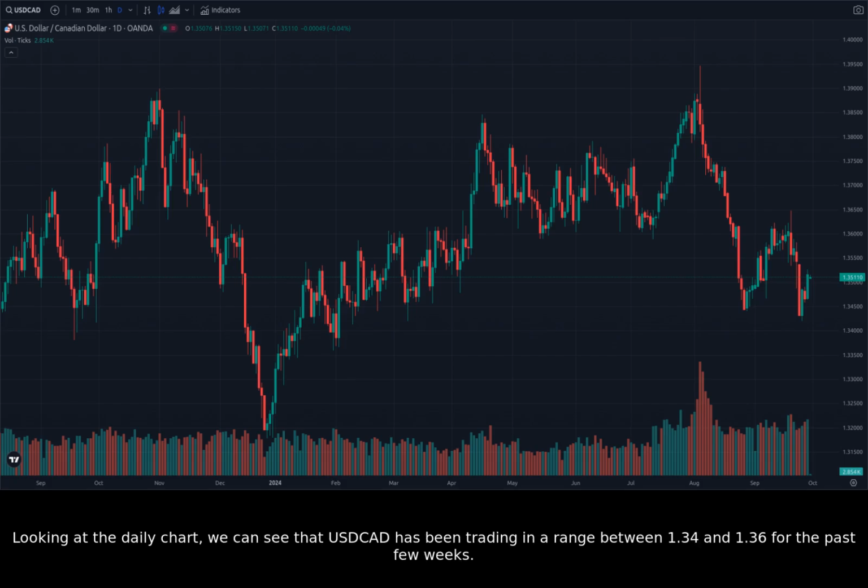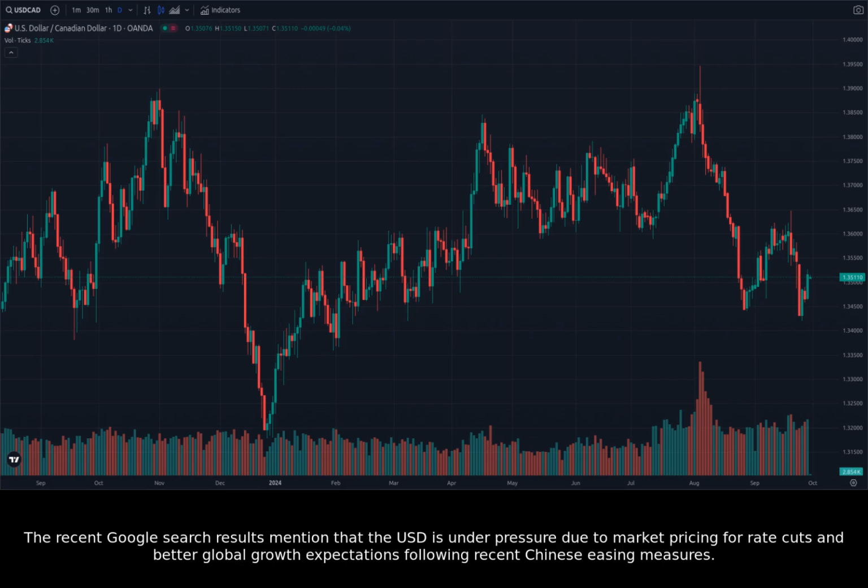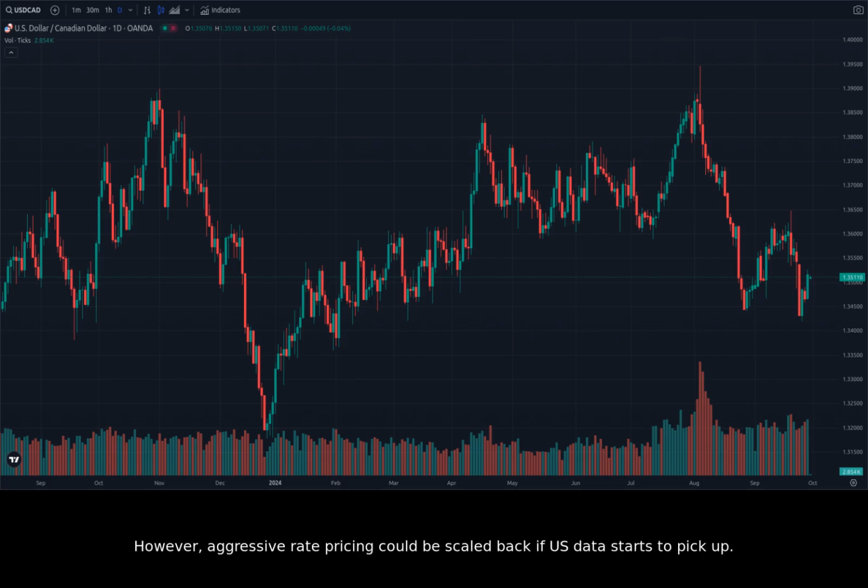Looking at the daily chart, we can see that USDCAD has been trading in a range between 1.34 and 1.36 for the past few weeks. The recent Google search results mention that the USD is under pressure due to market pricing for rate cuts and better global growth expectations following recent Chinese easing measures. However, aggressive rate pricing could be scaled back if US data starts to pick up. This uncertainty in the market is reflected in the range-bound trading we see on the daily chart.